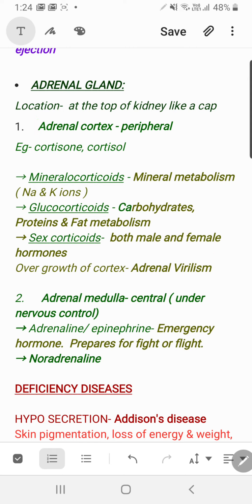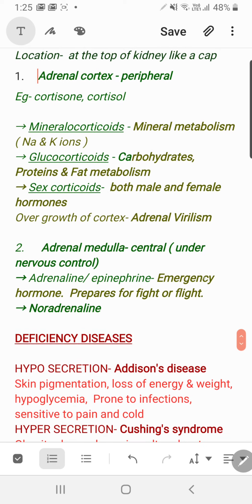showing the appearances of male characters in the female, like presence of mustaches, beard, or deepening of voice. Any masculine character could be there in the female body, just because the cortex overgrew, and because of that the sex corticoids actually started being secreted in higher concentrations, right?